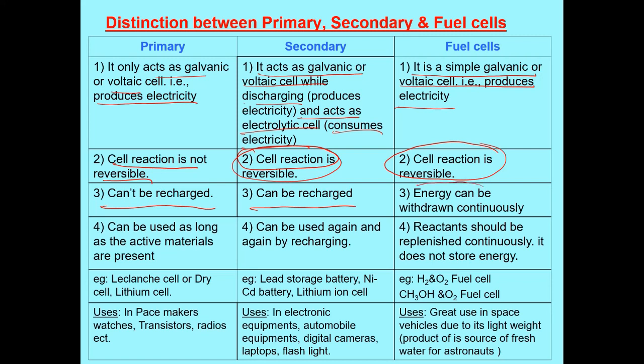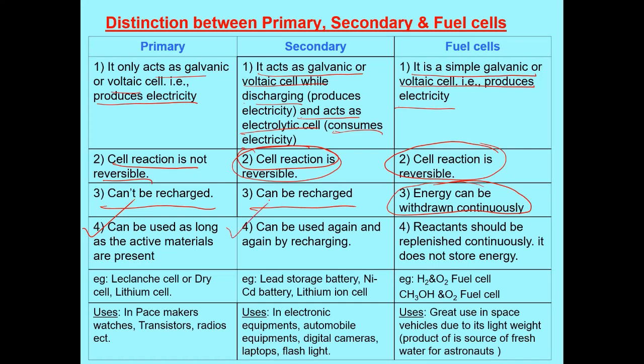Now, in case of fuel cell, energy can be withdrawn continuously. Why? Because as long as you supply the fuel and oxygen, the redox reaction will go on and electricity will be generated. Now, the primary cell can be used as long as the active materials are present. When the active materials are finished, it will stop running, and it cannot be used again. It is having only one-time usage.